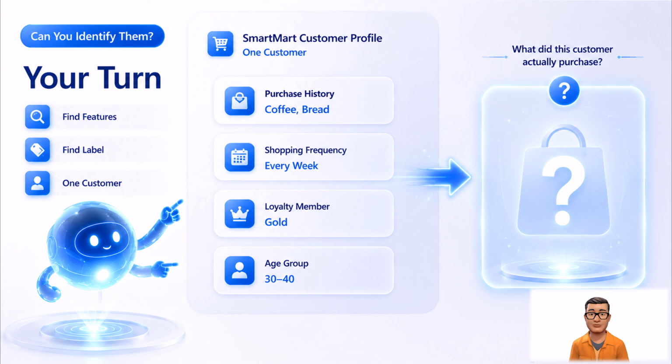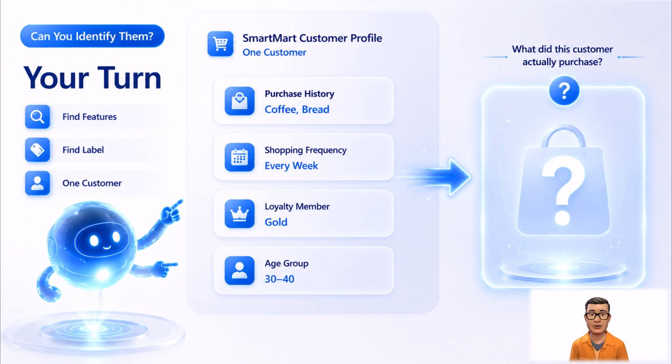Let's try a simple example together. Here we have one customer. We already know some information about them. They usually buy coffee and bread. They shop every week. They are a gold loyalty member and they are in the 30 to 40 age group.